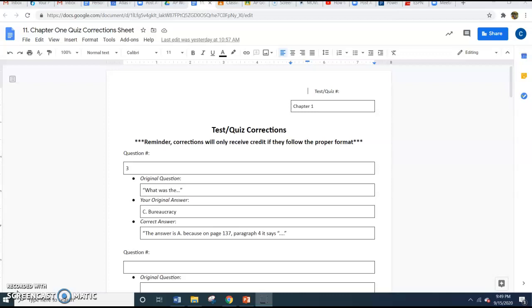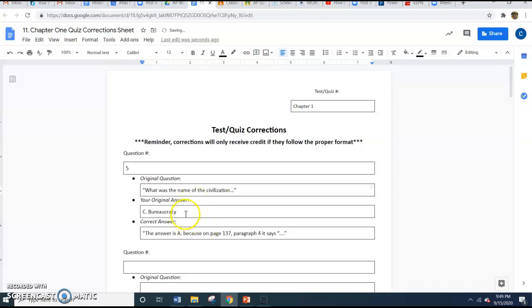Quiz correction format. If you look here, basically all you're going to do is you're going to write what chapter quiz you're doing. In this case, it's a chapter 1. And any question you got wrong, you go here and you write the question number. Let's say it was number 5. You type out the full question. What was the name of the civilization? Da da da da da.